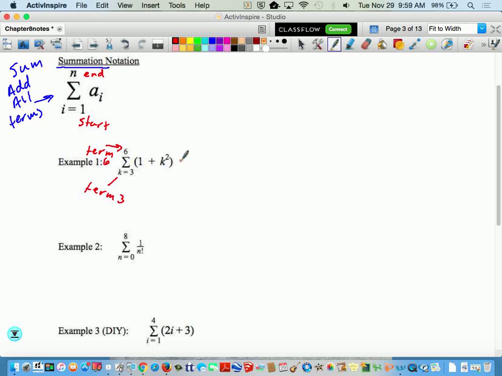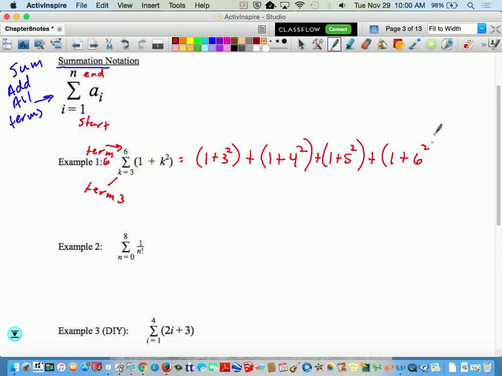So start by putting in a 3. So this will be 1 plus 3 squared. The next one will be 1 plus 4 squared. The next one is 1 plus 5 squared. And the next one is 1 plus 6 squared. I know I stop when I get to the 6, my end value. In this case they call it a k. It's called the index variable. Could be i's, k's, n's, whatever. But once I hit 6, I'm supposed to stop.